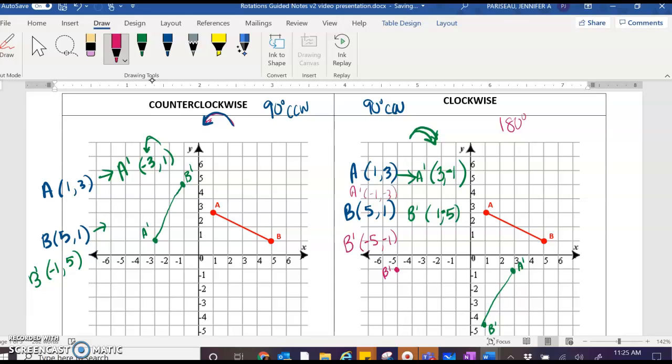-1, 1, 2, 1, 2. I don't like how -1, -2. There we go. There it is. So there's my 180.